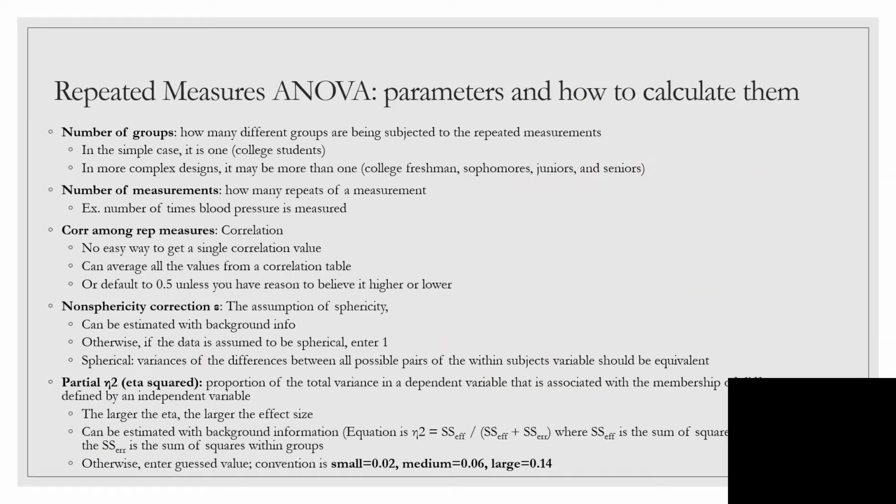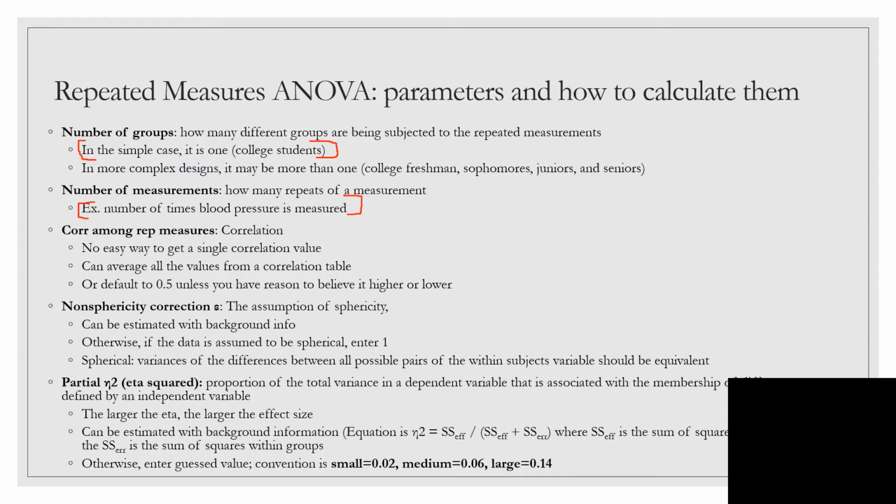So let's look at some of those parameters more in detail, how to get them. So we'll need to enter both the number of groups and the number of measurements. Groups are how many different groups are being studied. In the simple case, the only case we'll look at today, there's just one group, say college students. Then the number of measurements is the number of repeated measures, like the number of times blood pressure is measured.